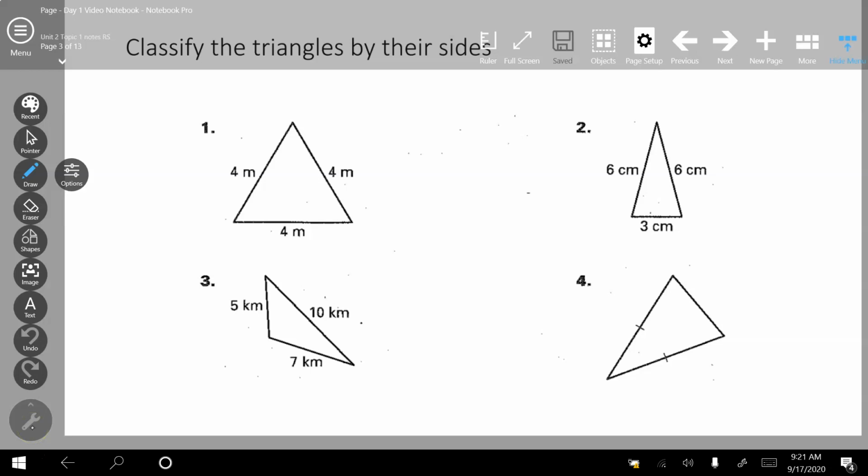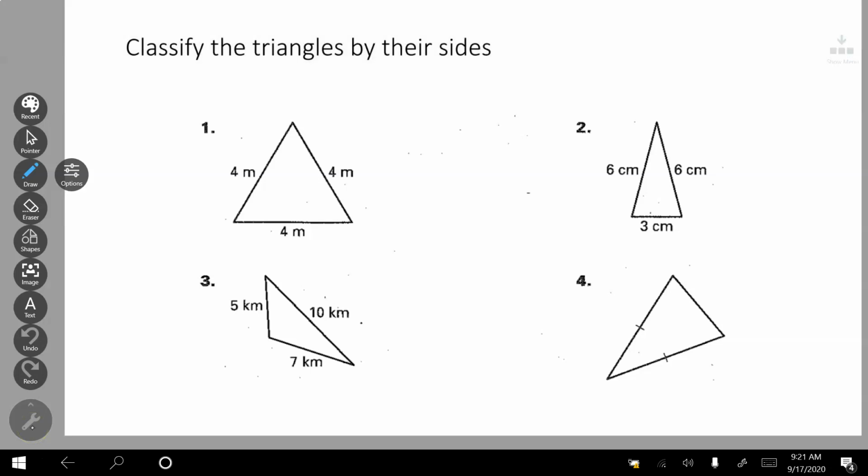So let's classify these by its sides. Well, 4, 4, 4 means they're all congruent. Means equilateral. 6 and 6, that means two of them are congruent, isosceles. 5, 7, 10, none of them are congruent, scalene. And this picture has no numbers on it, but these tick marks here represent that these are congruent sides. Again, isosceles.